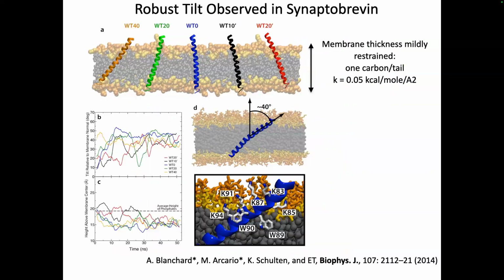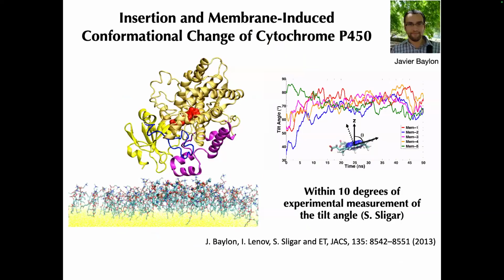We can even look at the tilt angle of the helix in the membrane. You can see we initially placed it at 40 degrees, 20 degrees, 0 degrees, 10 plus, 20 plus. And they all nicely converge. They change their tilt angle and reach the same orientation at the end of the simulation. So yeah, we use this method.